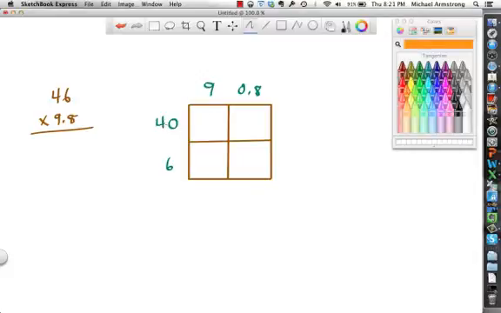9 times 40 is 36 plus a 0. So 9 times 40 is 360. 9 times 6 is 54. And then 40 times 0.8.